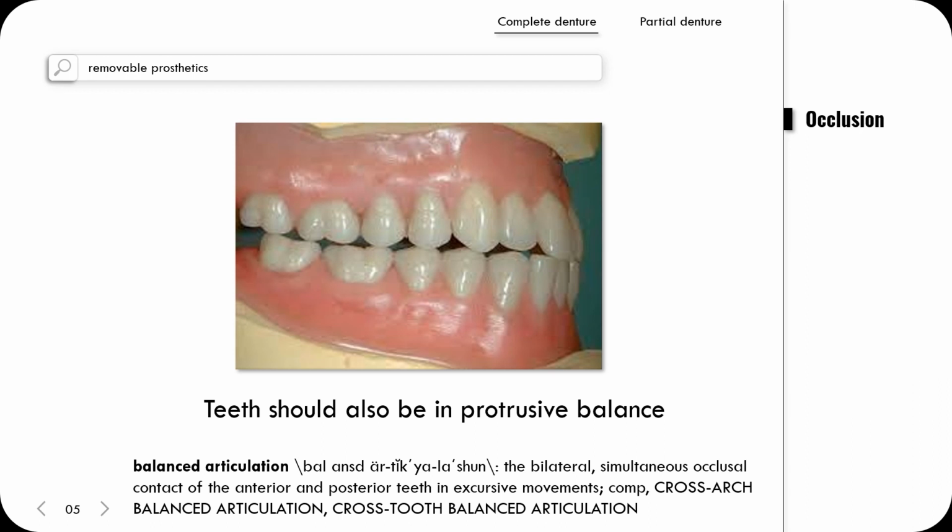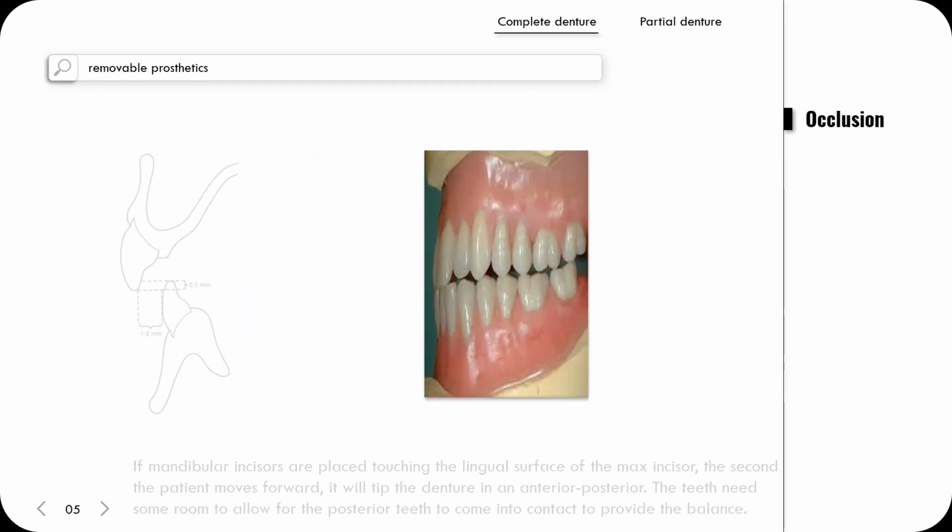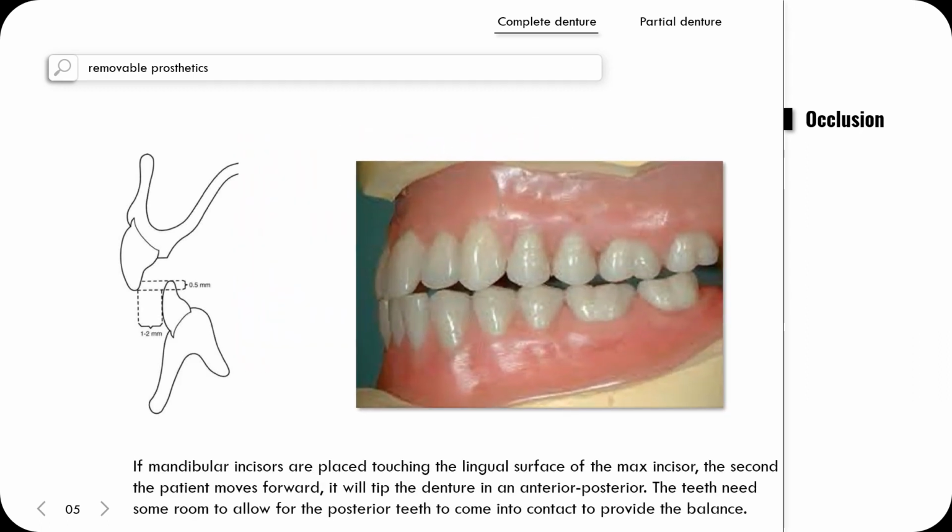The best way to do this is by setting the anterior teeth with a slight overjet, about 1 to 2 millimeters, where the teeth are actually not in occlusion. What that does is, as you slide your jaw forward, it allows some room for your posterior teeth to come in contact before the anterior teeth start this tipping motion. And this is what we term protrusive balance.